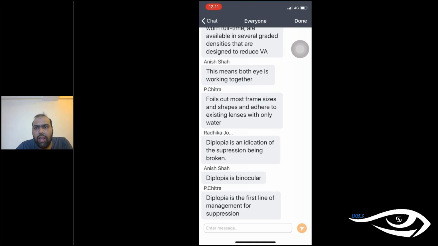Okay, one last question. Before treating amblyopia, do you think ERG should be normal? Is it necessary for ERG to be normal? Yeah, it will be normal. Most of the cases, it will be normal, most probably.